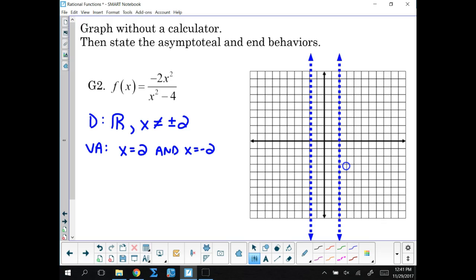You should have a horizontal asymptote at y equals negative 2 because it's same over same.